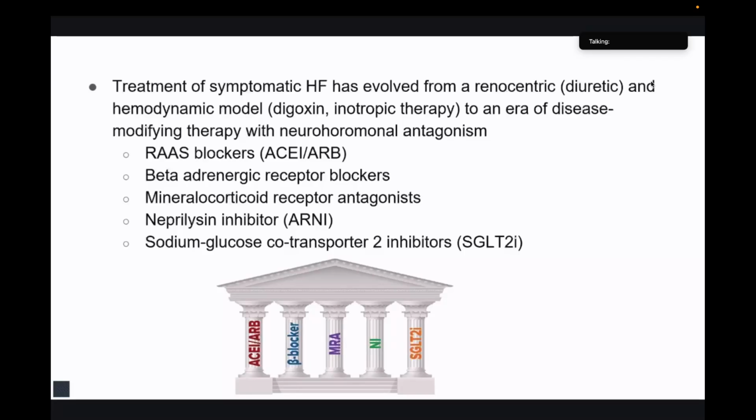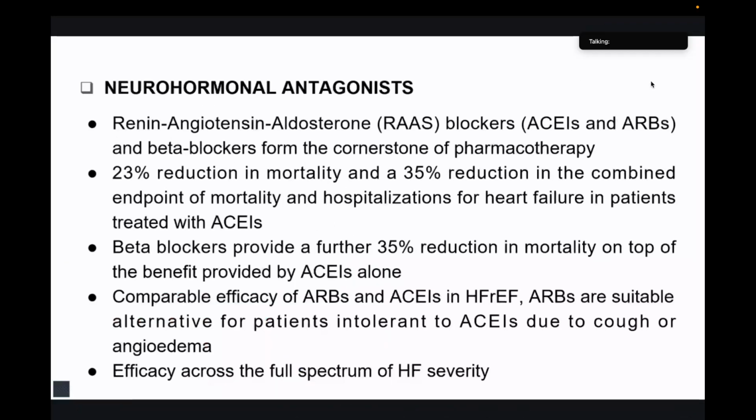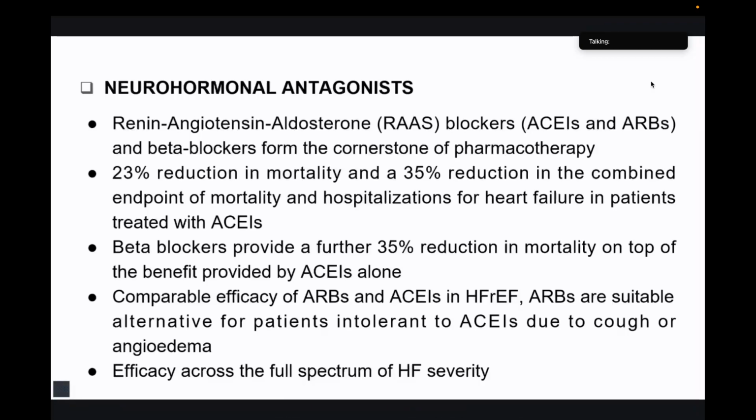These form the pillars of pharmacotherapy in HFrEF because they facilitate stabilization, the improvement in cardiac structure and function with consequent reduction in symptoms for patients in heart failure. Starting with the neurohormonal antagonists. Renin-angiotensin-aldosterone blockers, which are your ACE inhibitors and ARBs, and the beta blockers form the cornerstone of pharmacotherapy.